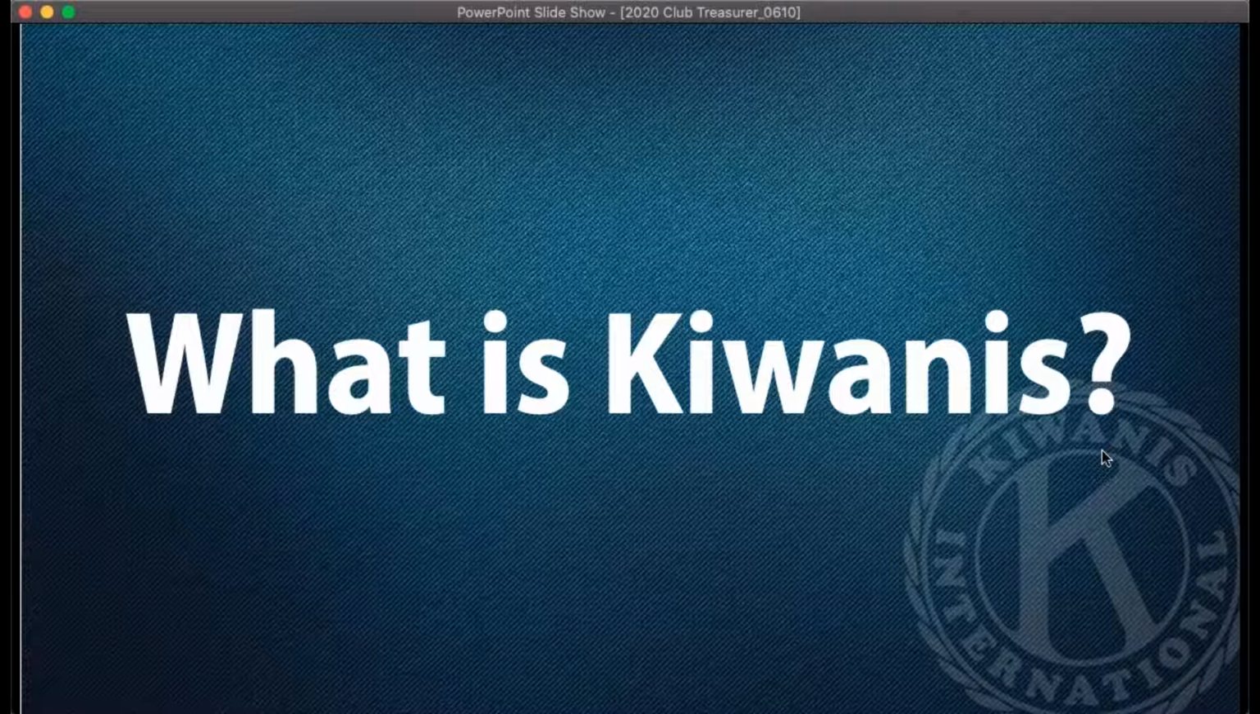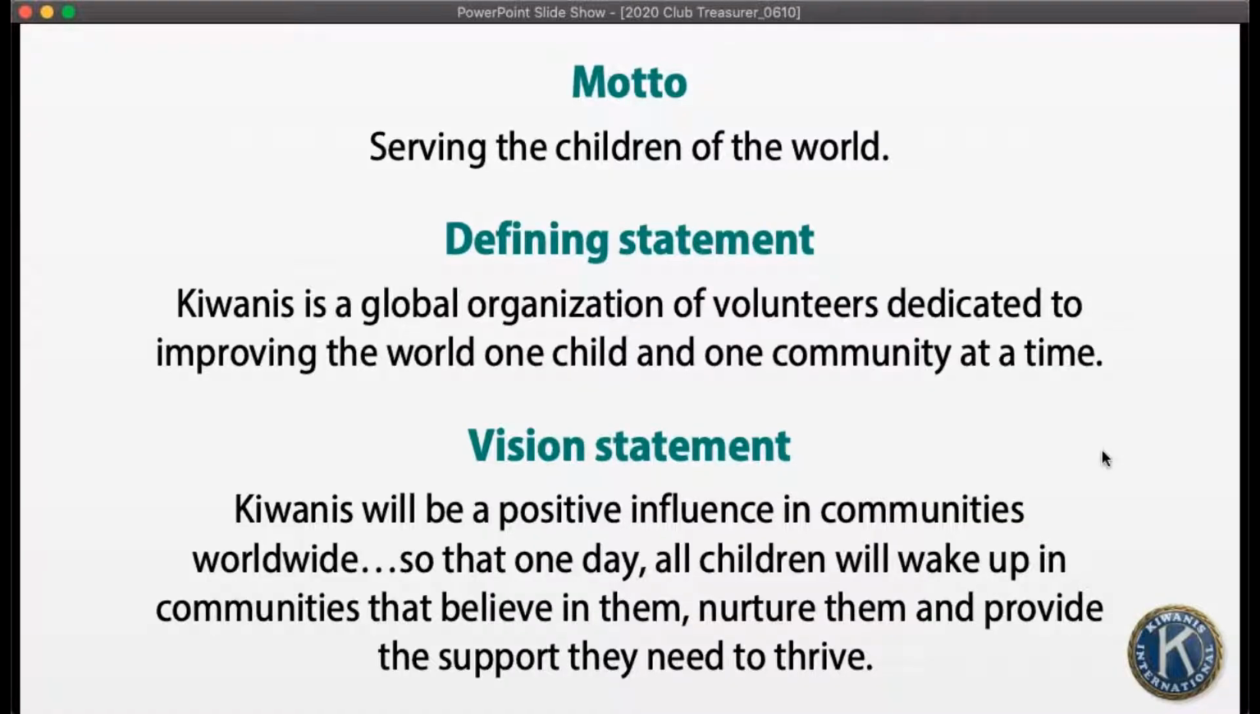Kids need Kiwanis, and for more than a century, Kiwanis has provided opportunities for children to be curious, safe, and healthy, regardless of their community. We also have 3 statements that are very important to our organization. We have our motto, which is serving the children of the world, and you're probably very familiar with this. We also have a defining statement and a vision statement.